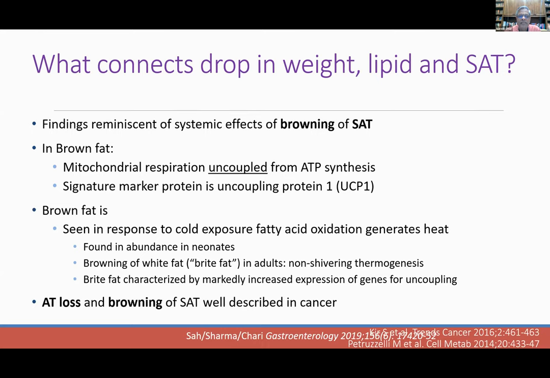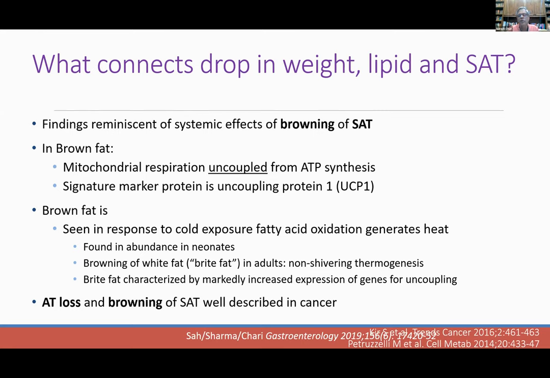The findings show browning of subcutaneous adipose tissue. Brown fat is normally found in neonates and is a fat that metabolically has mitochondria that uncouple mitochondrial respiration from ATP synthesis and generate heat. The signature marker protein is uncoupling protein 1, and it's seen in response to cold exposure because it generates heat. Obviously neonates have a lot of it because they are born without a significant ability to fight cold.